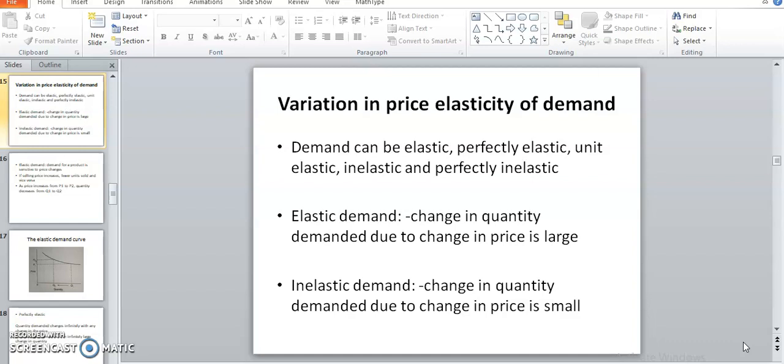In inelastic demand, the change in quantity demanded due to a change in price is small. Suppose the price increases, but the quantity demanded does not change much due to that price change. This is called inelastic demand. So price elasticity of demand can be considered as elastic, inelastic, or unit elastic demand.